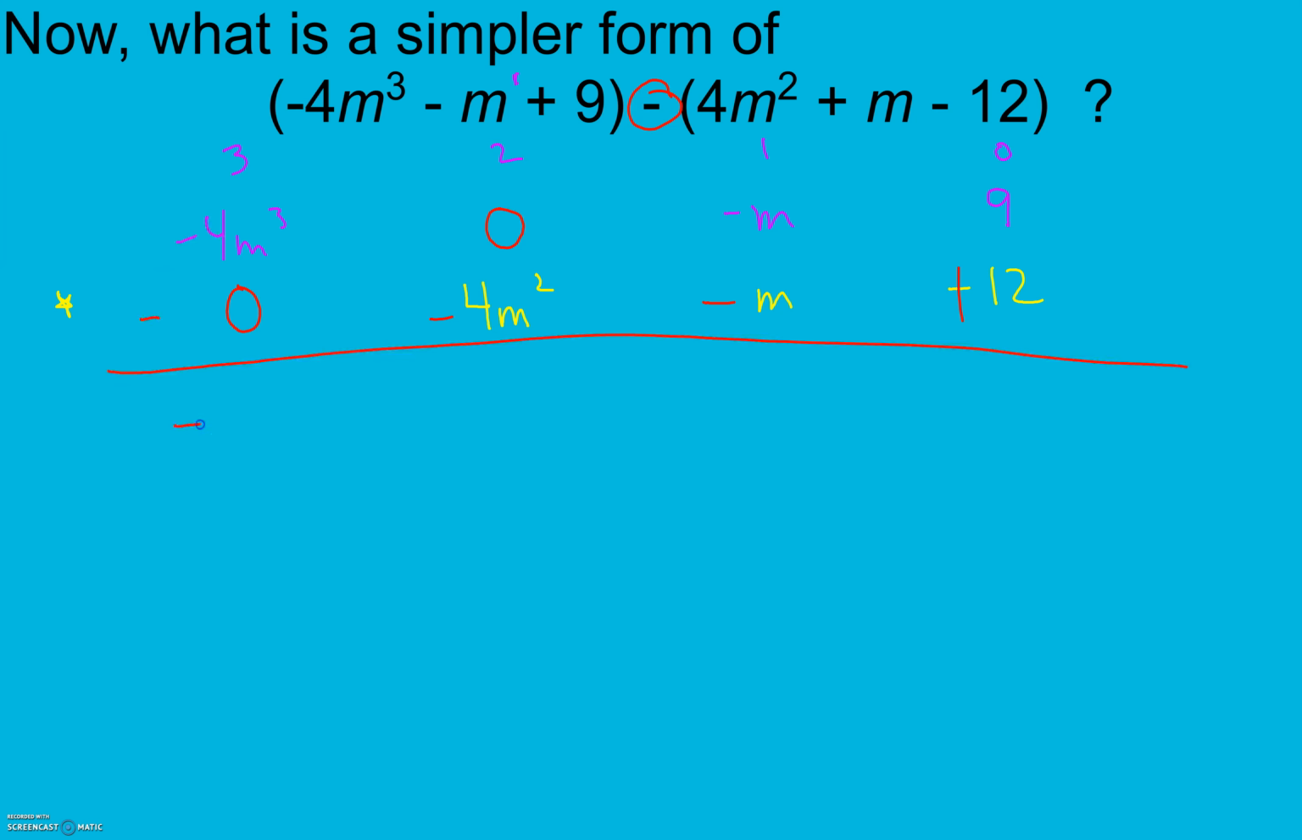Negative 4 minus 0 is negative 4m cubed. 0 minus 4 is negative 4m squared. Remember, there's 1s as our coefficients if they're not shown. So I actually have minus 1, which gives me negative 2m. And 9 minus a negative, or plus 12, gives me a positive 21. And this is my solution.